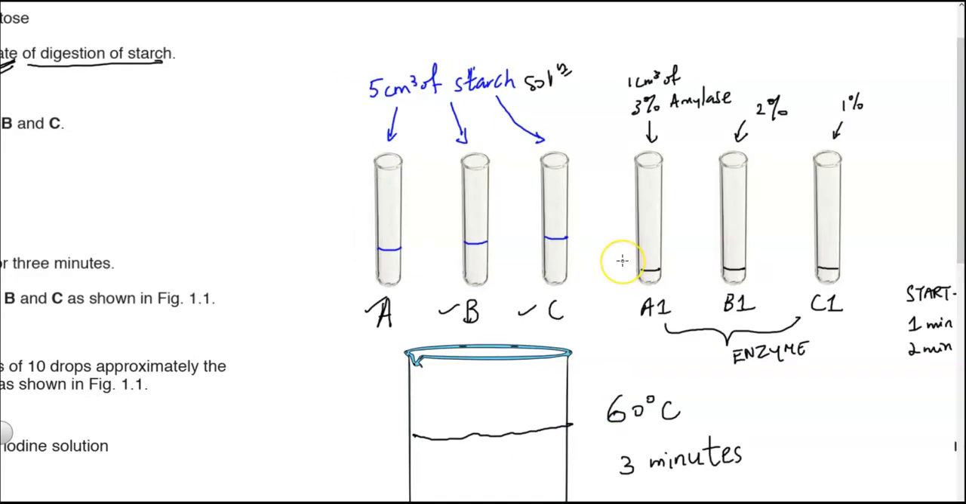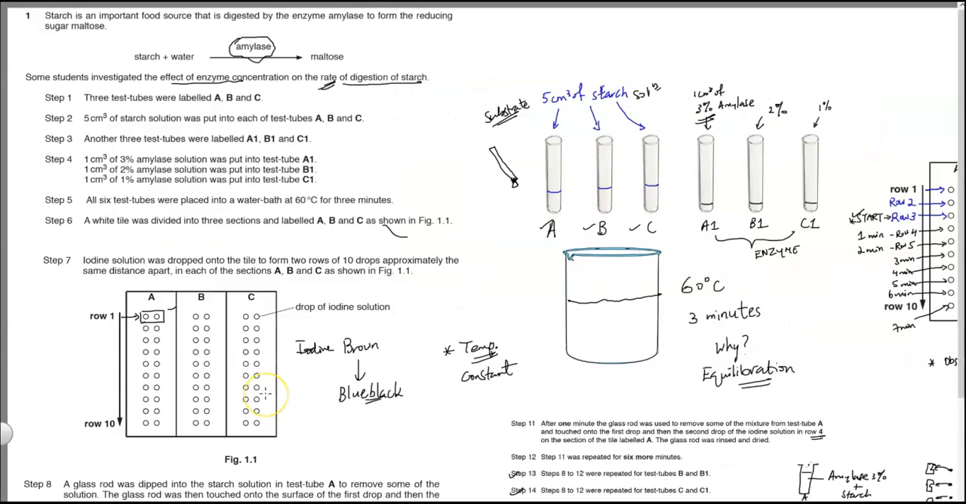So to conclude, in total we have 6 test tubes, ABC, where you have the starch solution. So this is our substrate, right? So starch is the substrate. Bear in mind, it is the substrate. And in A1, B1, and C1, we have the enzyme amylase in different concentration. All right, let's look at the next step. So from step 1 up to step 4, it was all about labeling the test tubes. So in total, we have 6 test tubes. It's about putting the starch solution in ABC and putting the different enzyme concentration in A1, B1, and C1.